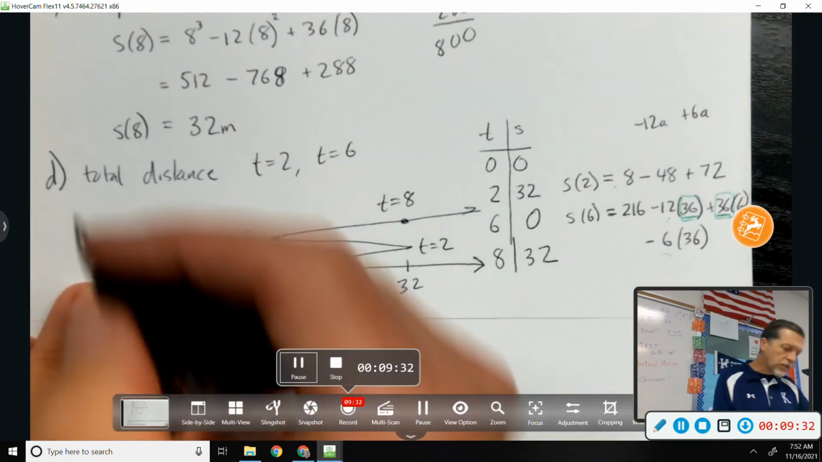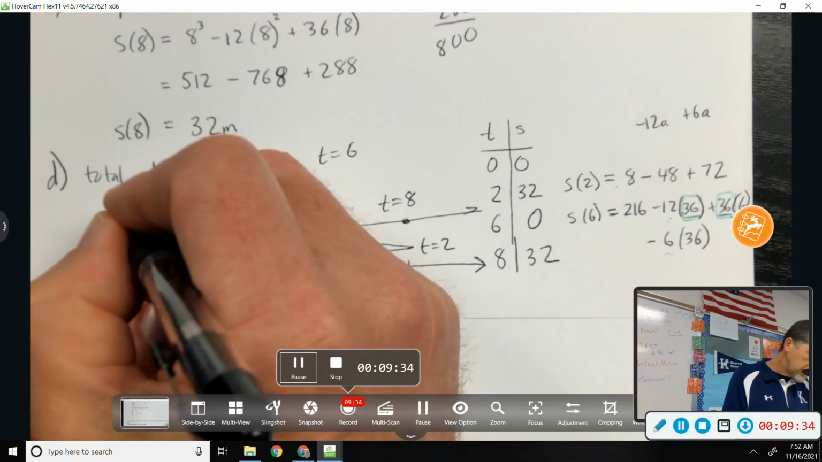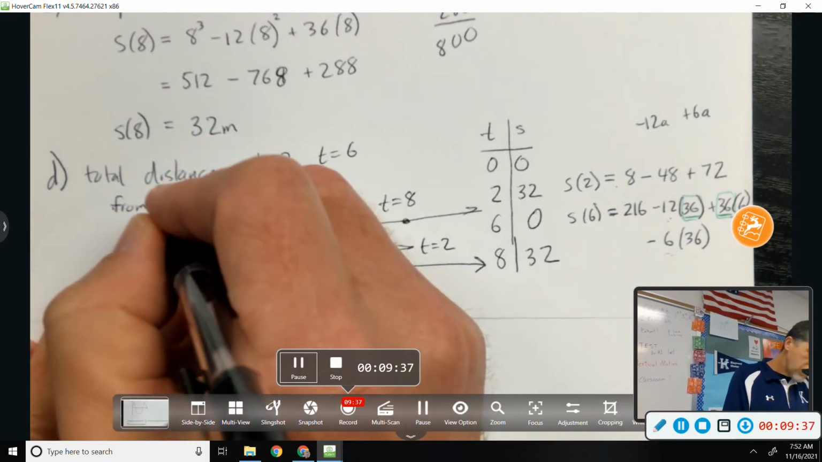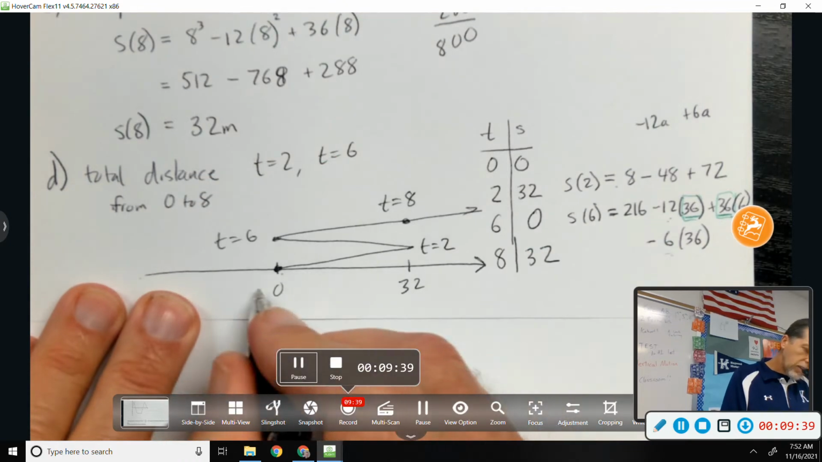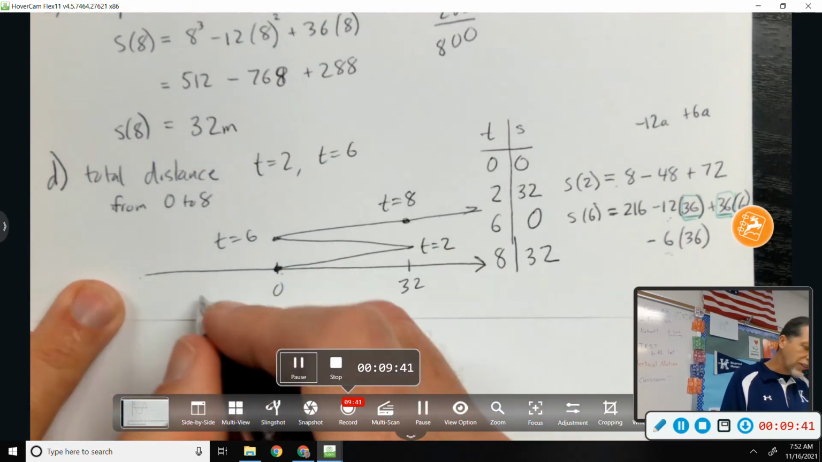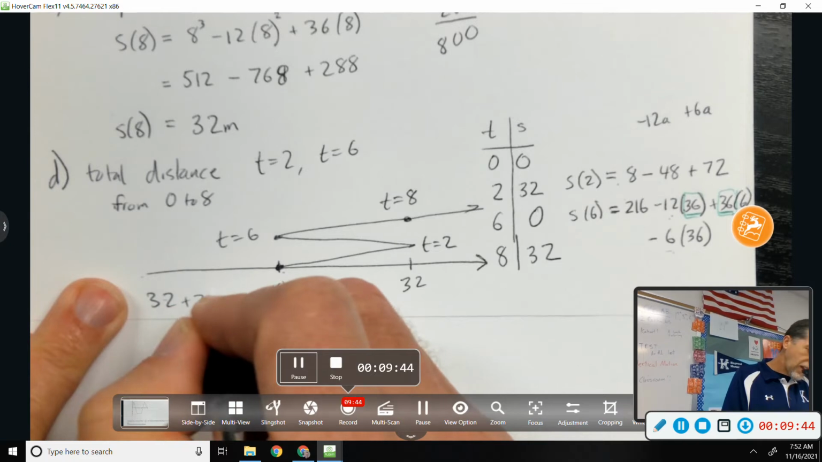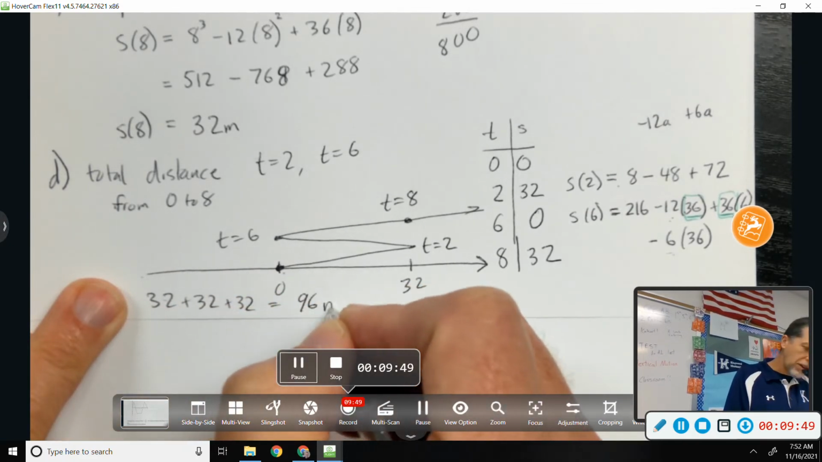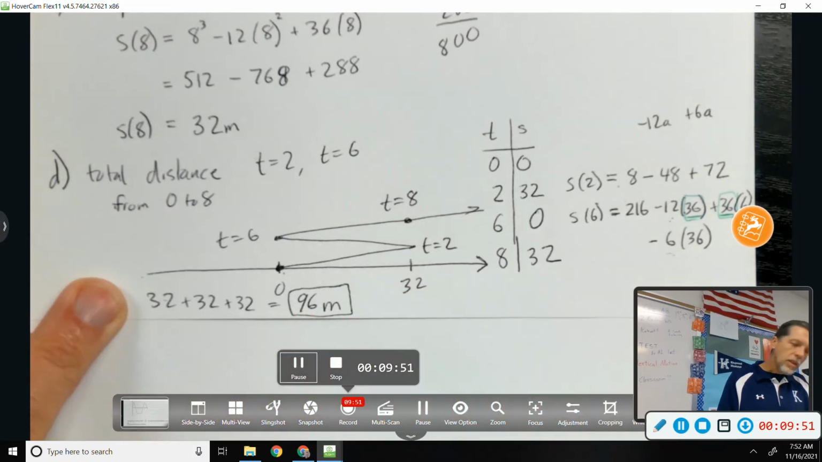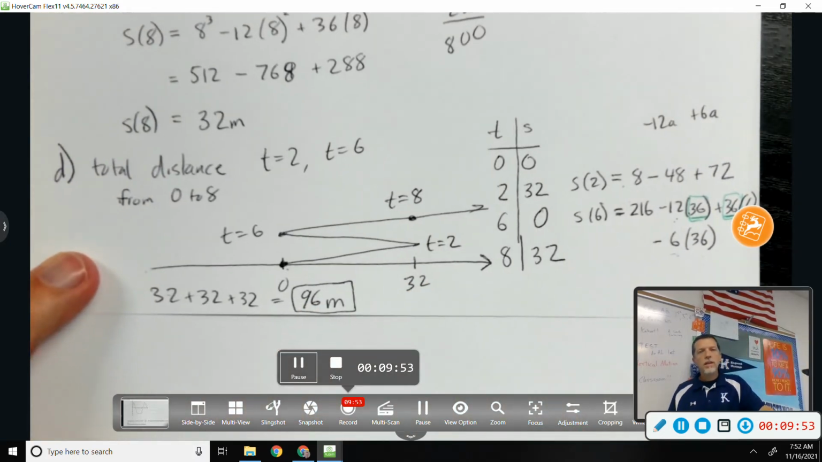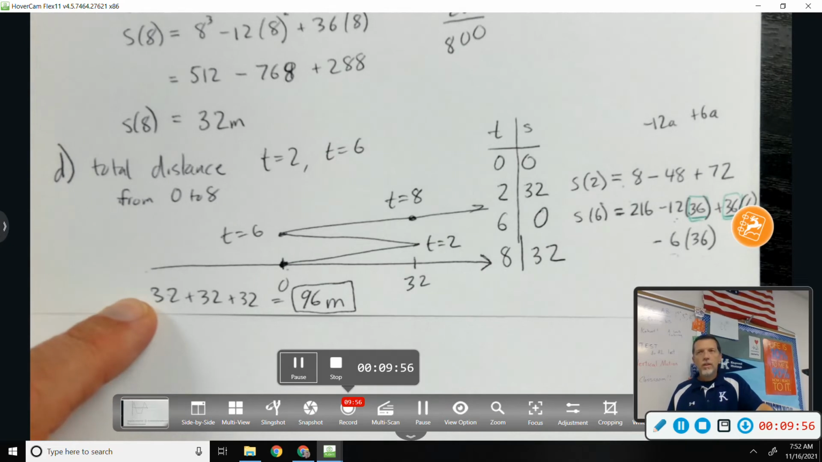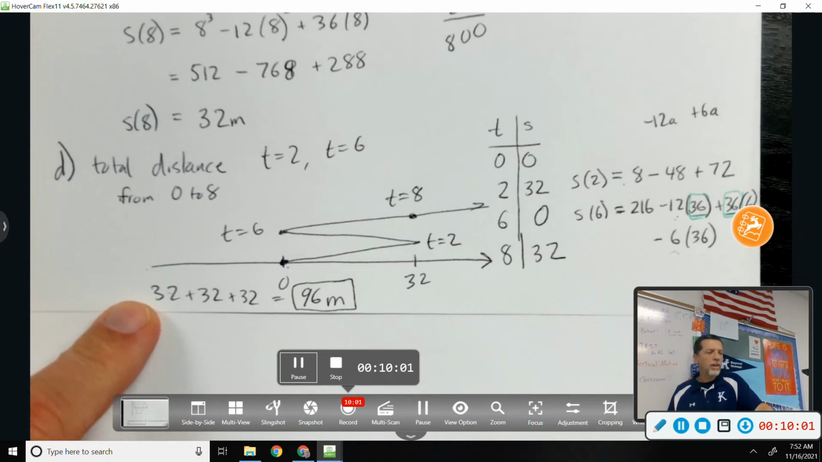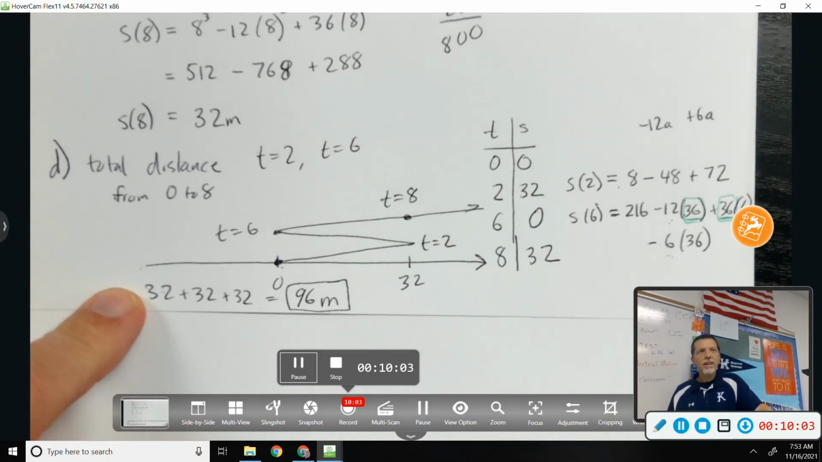So total distance from 0 to 8: 32 plus 32 plus 32 equals 96, whatever units we're in, meters. So again, you can do that without the motion diagram, but I think the motion diagram really helps clarify, explain how to find the total distance.